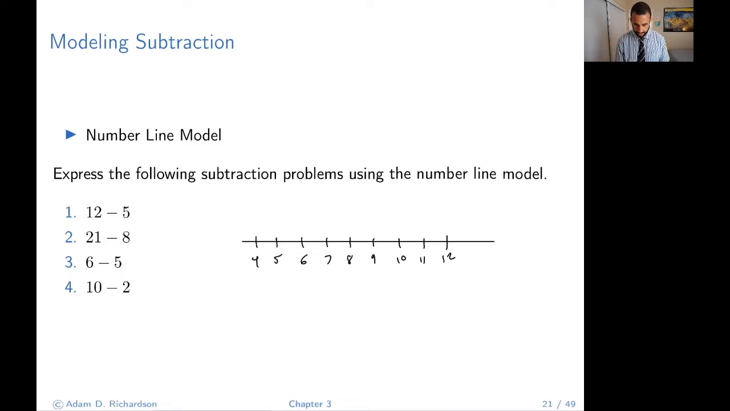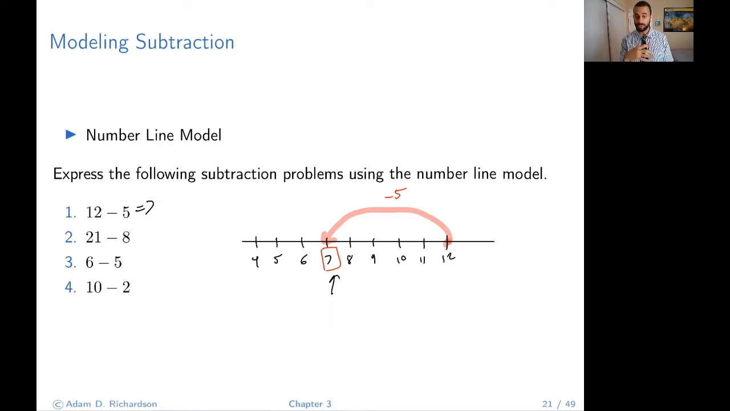Okay, and I'm going to do the first method. So what I'm going to do is start at 12, and I'm going to take away 5. When I take away 5, where do I land? Right there. So this is me taking away 5, and I land on 7, which is my final answer. So 12 minus 5 is equal to 7. There we go.